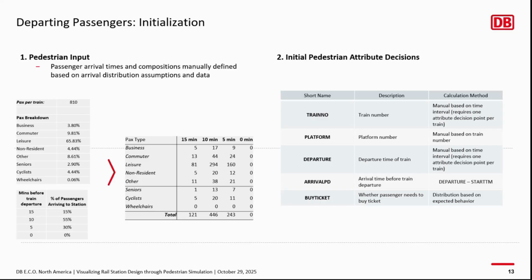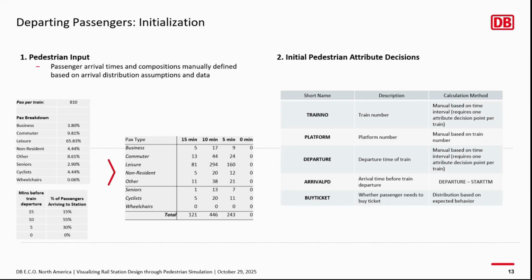For the purpose of this, we had assumptions that within 15 minutes of the train's departure, 15% of passengers will arrive. Within 10 minutes, 55% of passengers will arrive. And within 5 minutes, 30% of passengers will arrive. This was spread out across the different pedestrian types. For this model, all the pedestrian types act in a uniform manner. For the next model, we also incorporated variability amongst the pedestrian types so that, for example, commuter travelers would arrive later, closer to their train's departure, compared to leisure travelers who would arrive earlier.